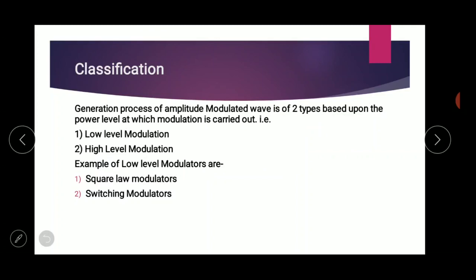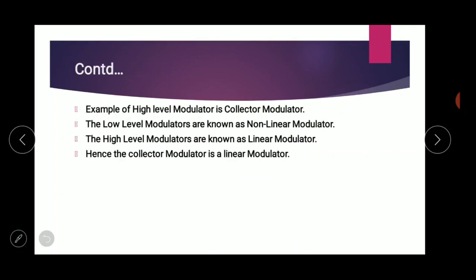So, classification. The generation process of an amplitude modulated wave is of two types, based upon the power level at which modulation is carried out, that is low level modulation and high level modulation. Examples of low level modulators are square law modulators and switching modulators. An example of a high level modulator is the collector modulator.